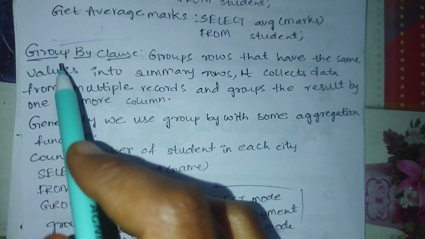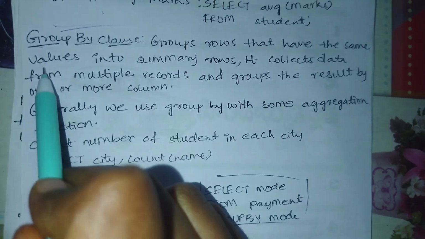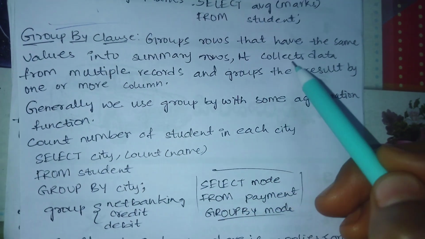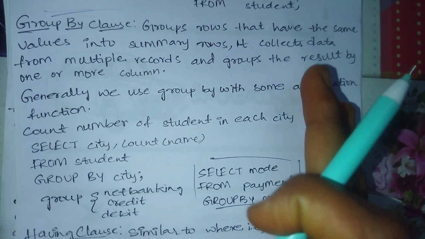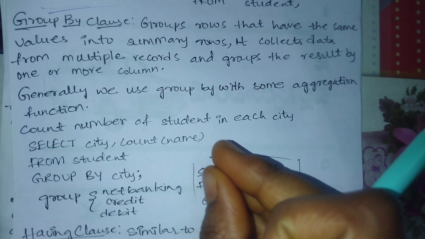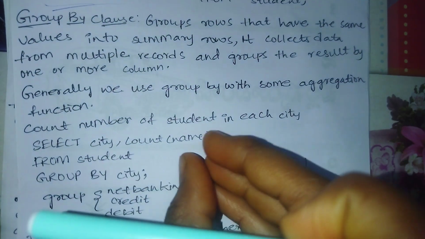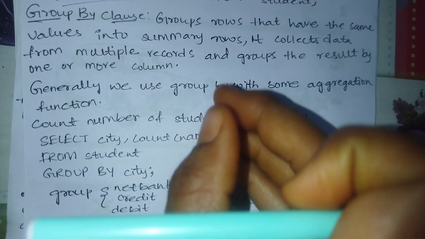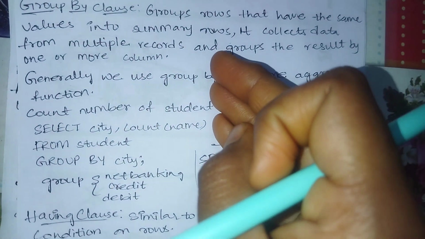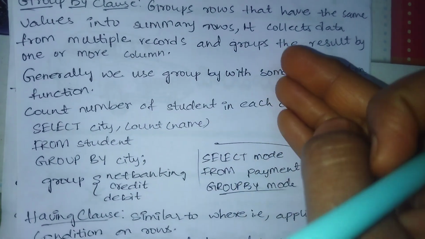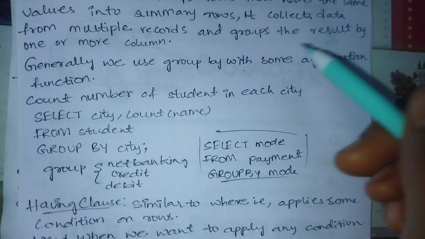This is another concept, group by clause. It is a process of grouping rows that have the same value into summary rows. It collects data from multiple records, multiple rows, and groups the result by one or more columns. Generally we use group by with some aggregation function.